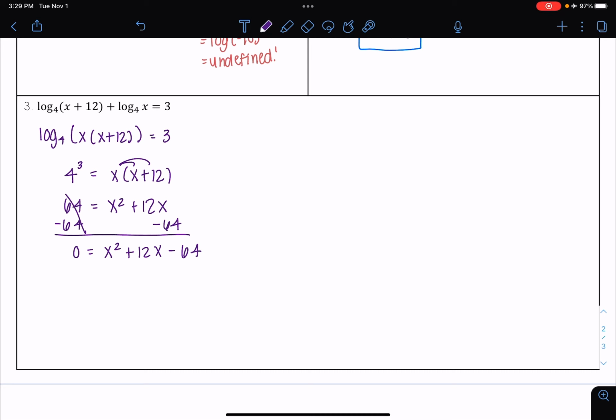And now I need to go ahead and factor this. And so when I'm looking at this, I'm looking for two numbers that multiply to negative 64 and add to 12. And those numbers are positive 16 and negative 4. Because 16 minus 4, I get 12. And 16 times negative 4, I get negative 64.